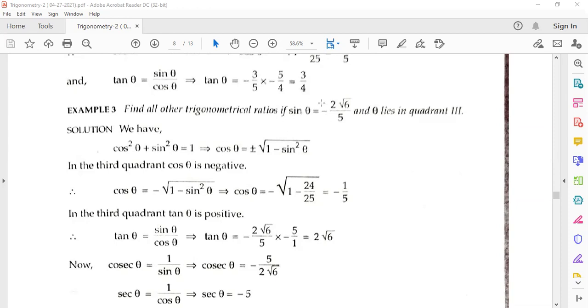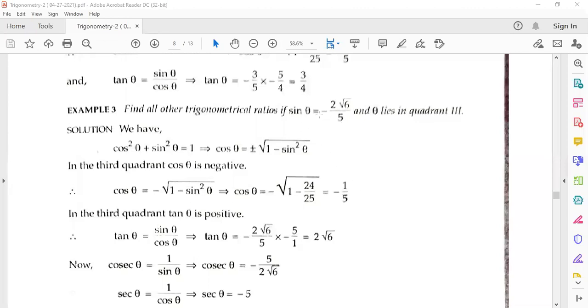We got cosec theta from here directly, and from the sin cos formula we can find out the value of cos theta. As it is in the third quadrant, cos theta is negative, so we are taking minus root over 1 minus sin square theta. That is minus root over 1 minus the value of sin square theta. That is 4 into 6, 24 by 25. Then it will be coming minus 1 by 5. We got the value of cos theta also.